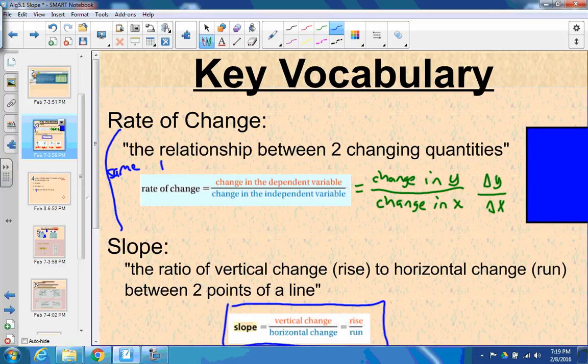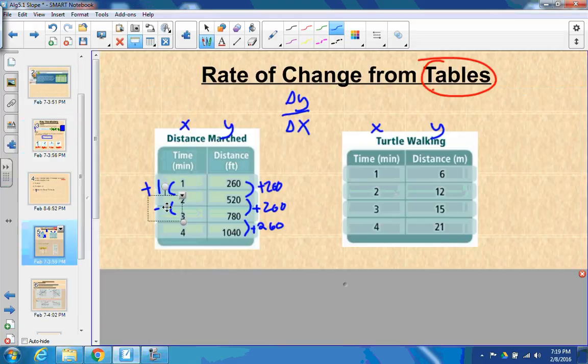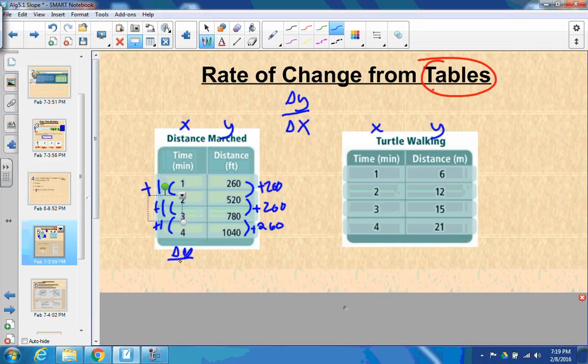Oh my goodness, I am sorry. This thing is freaking out on me. Alright, this is going up by 1 plus 1. So the constant change in y over change in x, don't mix that up, would be 260 over 1. In other words, the slope is 260 over 1.